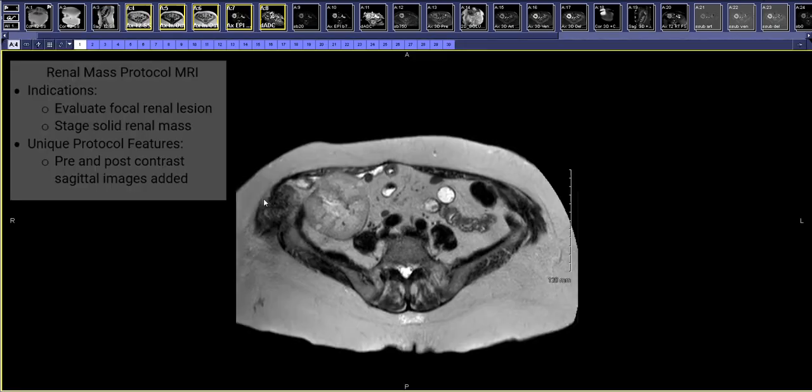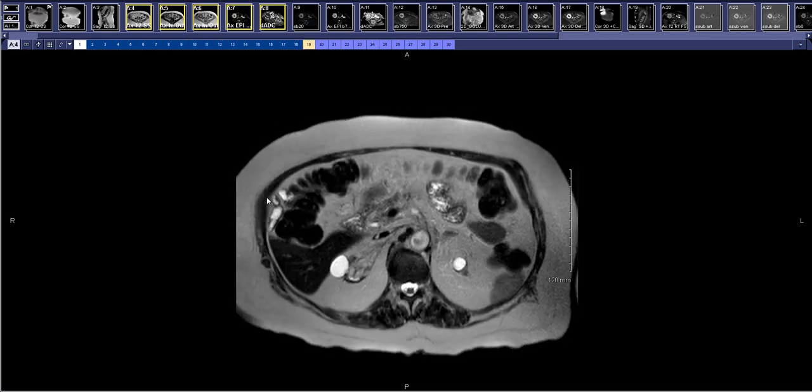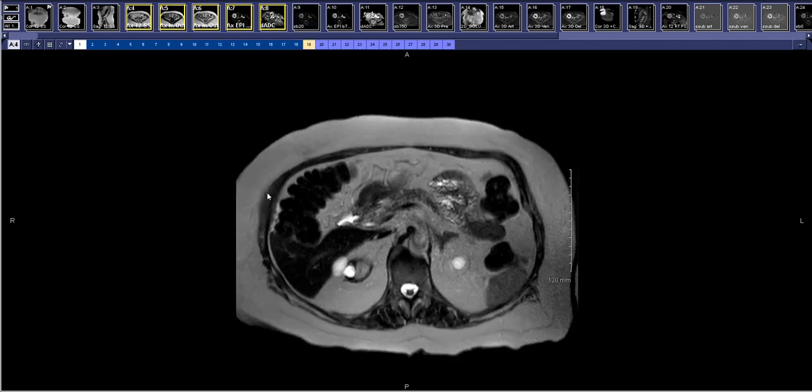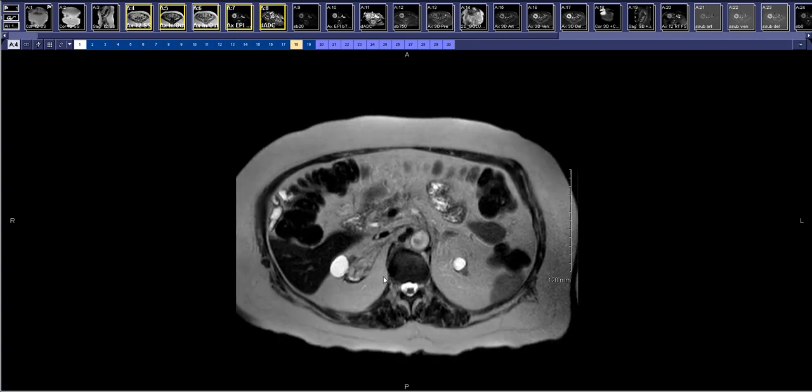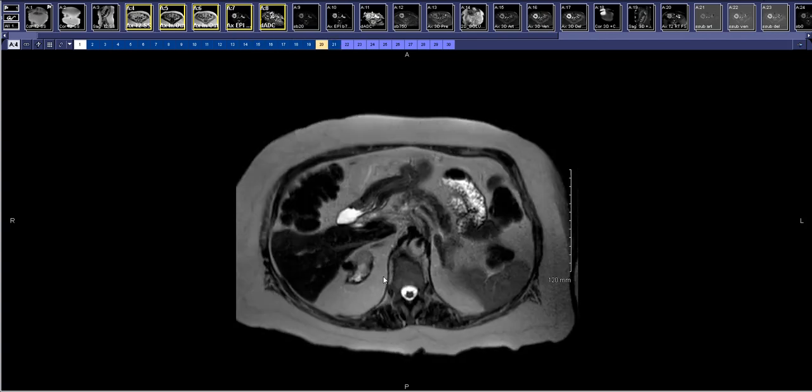Again, the axial T2 weighted images are used really in a similar manner, and again, the closer a renal mass is to CSF fluid, the more likely it is to be benign and a cyst. However, there are some exceptions that occur, so you have to be careful.